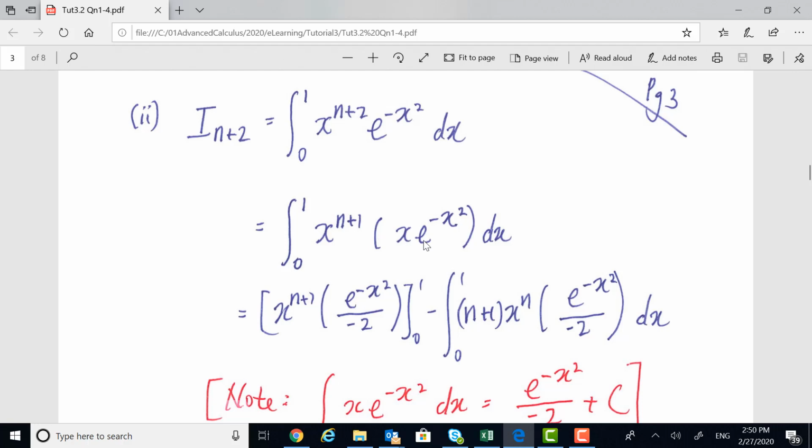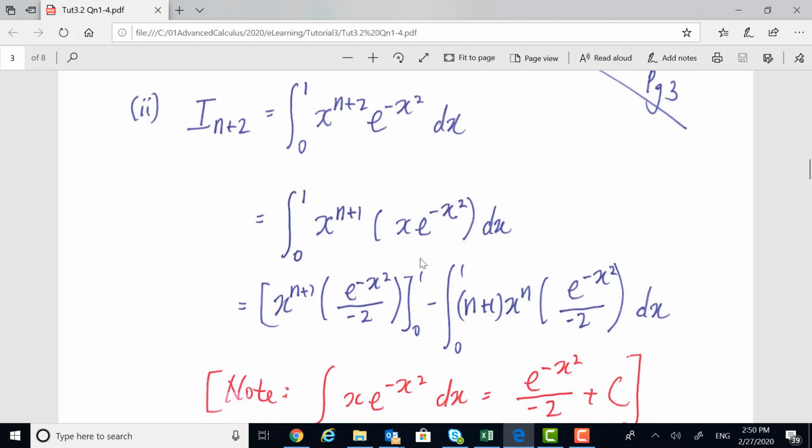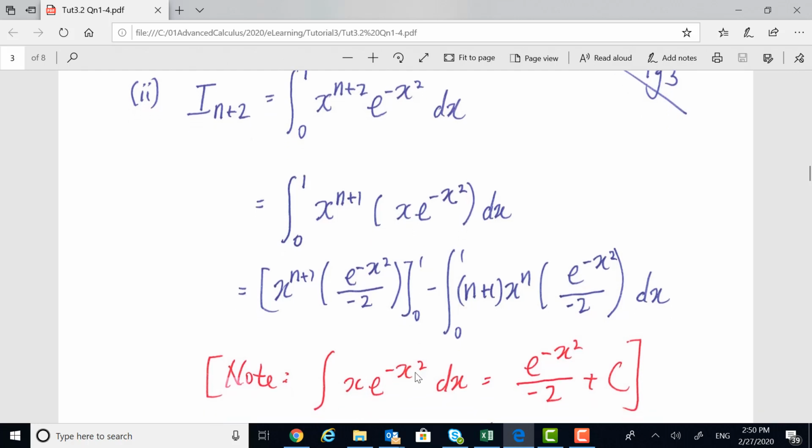Now, having written in this form, I now intend to use integration by parts again. I keep what I want to differentiate. When I integrate this, using the formula that I just learned, this integration actually becomes this. So integrating this one gives me this expression minus. Now, bear in mind, if you have a limit, you must subject the first expression here to the limits as well.